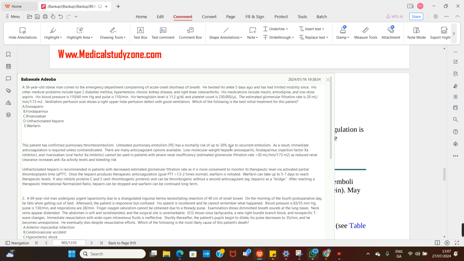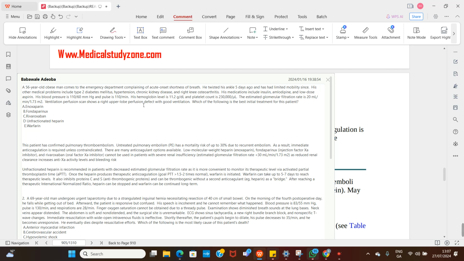Anybody? Use unfractionated heparin. That's very good. You can see the way they evaluated this patient. They've already done the ventilation perfusion scan because they cannot do CT, as this patient has CKD. So there's no way they can do CT. So they did a ventilation perfusion scan and it showed us the perfusion defect.